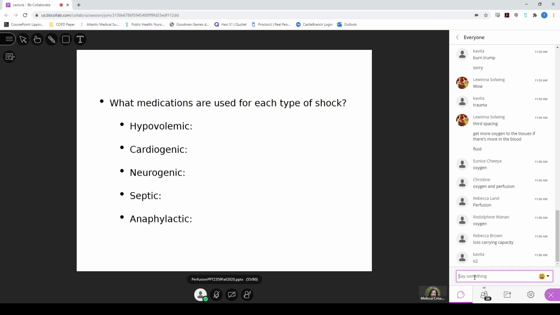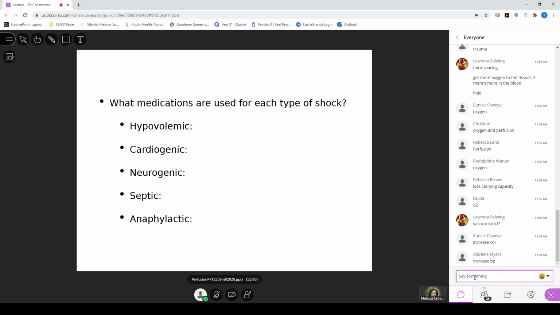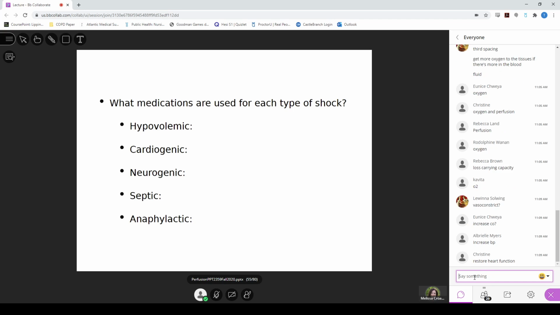Now, we talked about the medications as we went through, but I'm just going to go over dopamine and dobutamine. They're used for types of shock. So what do they do in shock? Sometimes I have to figure out how I'm going to ask the question to get the response that I want. Yeah, they do those things. But they're also going to perfuse the kidneys.